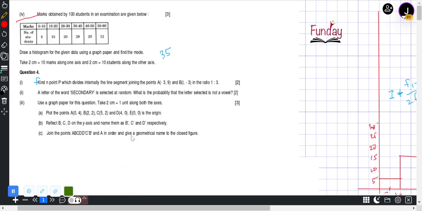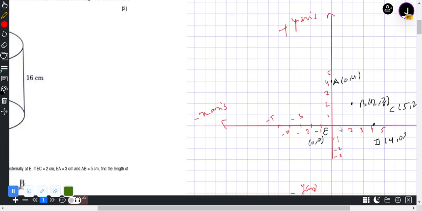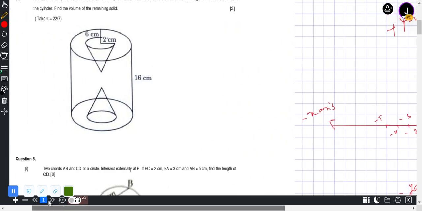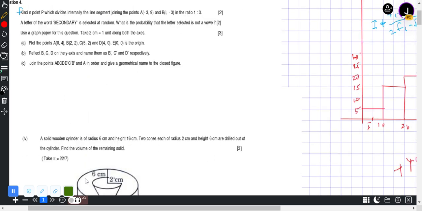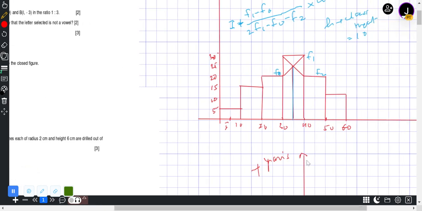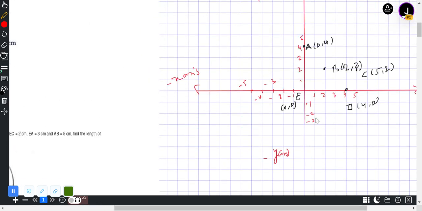The question is: plot the points. Done. Perfect. So you got 1 mark. Okay. Plots are done. Reflect B, C, D on the y-axis and name them B dash, C dash, D dash. So when B reflects on the y-axis, the y-axis acts as a mirror. That means B dash will be at an equal distance from the mirror on the opposite side. So this is your B dash.